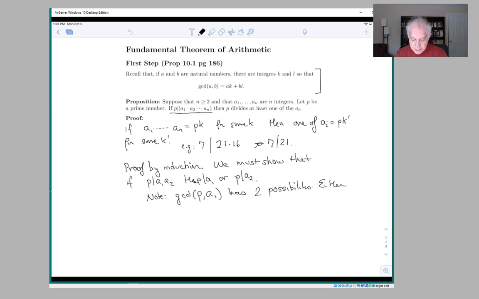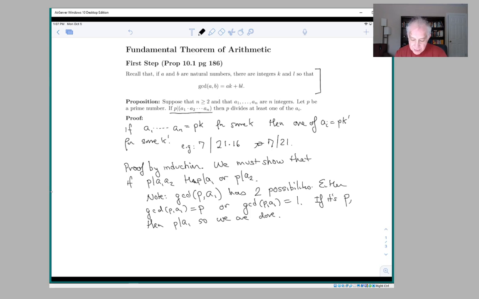It has to be a divisor of p. So either GCD of p and a1 is p, or GCD of p and a1 is 1. Well, if it's p, we're done. That means that p divides a1, so we are done, because we needed to show that p divides a1 or p divides a2. This is a nice example.